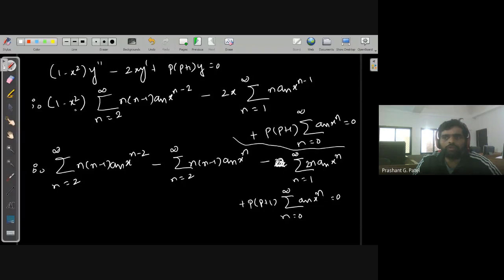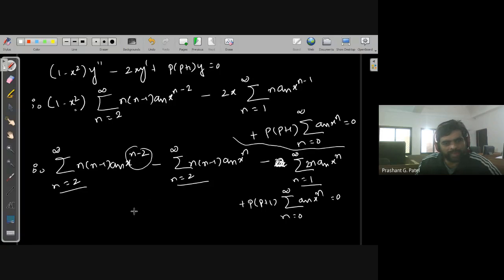So what we have to do next? We have to convert this index to the same index. That is our objective. Or I can just change this x raised to n minus 2 to the same x raised to n. That is the way we can do first. So I can change this n minus 2 as power of n.